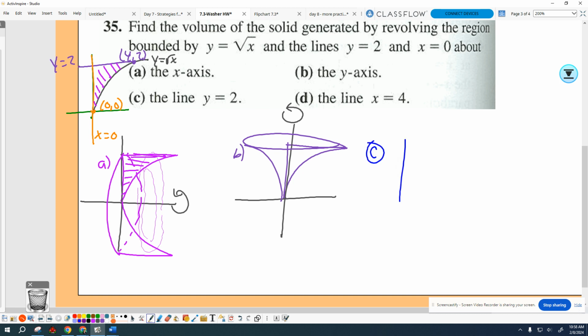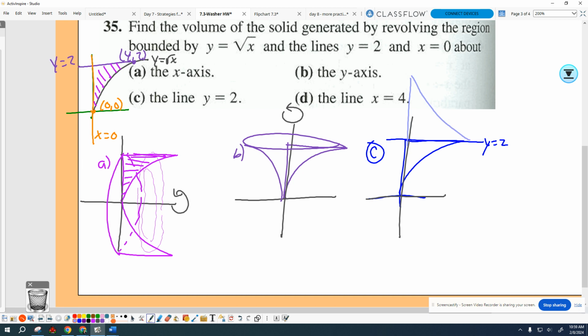Find the volume. Actually, I don't know if you noticed, around y equals 2. Find the region bounded by y equals square root of x, the x-axis, and the line x equals 4. Now this one is rotating around y equals 2. I probably should have told you that earlier. So it's the other way.